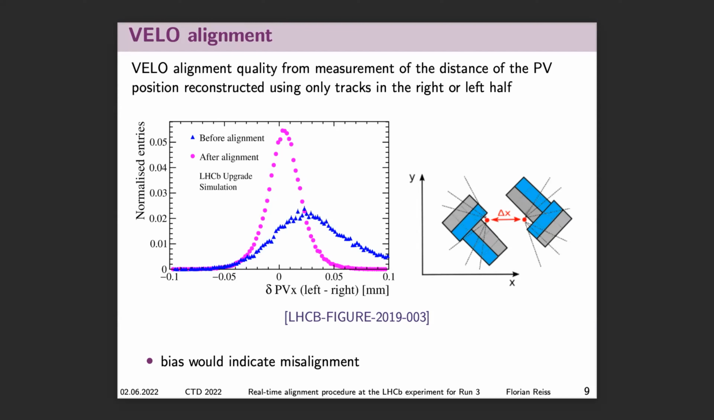To give you an example, we studied this on simulation where we have a pretty large initial misalignment of the two halves, as shown here in those blue points, which show the difference in the X position of the PVs reconstructed in the left and right halves. And then after you run the alignment, you get a nice distribution around 0, which you want.